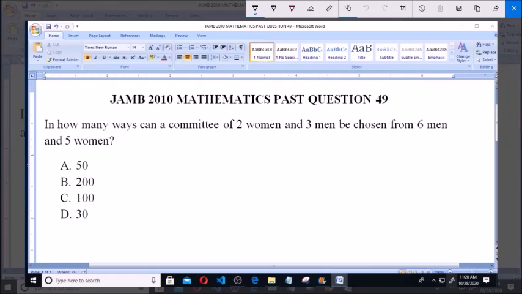I will be answering JAMB 2010 Mathematics Past Question 49. In how many ways can a committee of 2 women and 3 men be chosen from 6 men and 5 women? A. 50, B. 200, C. 100, and D. 30. Now, this is a combination. We are trying to look for how to combine a committee of 2 women and 3 men, choosing from 6 men and 5 women.